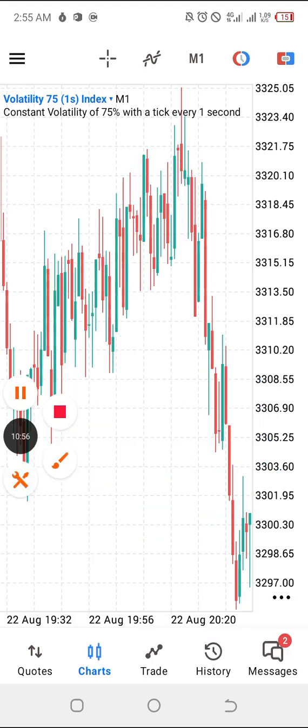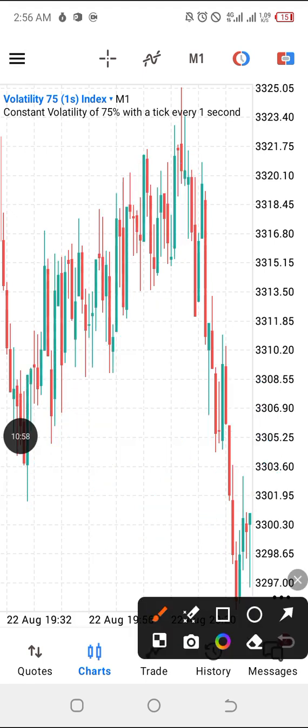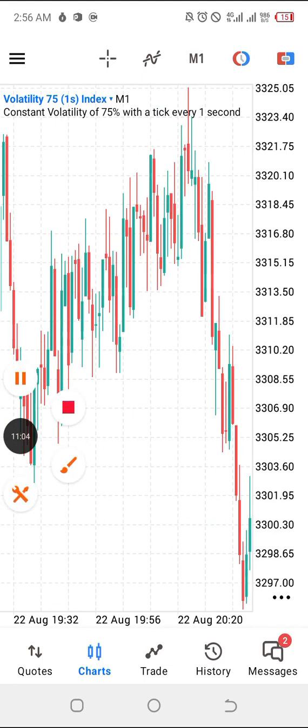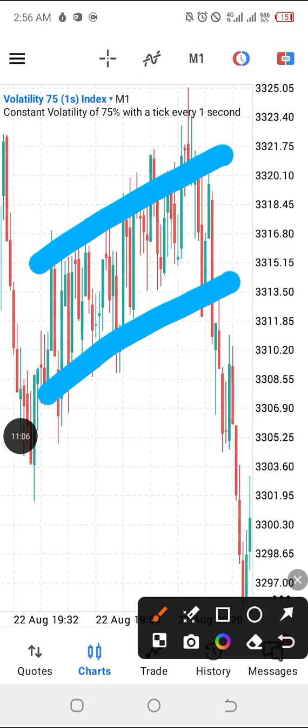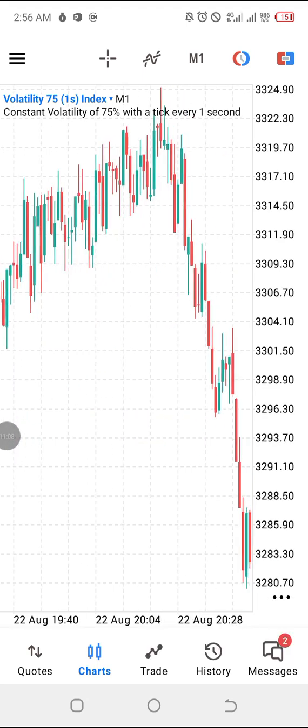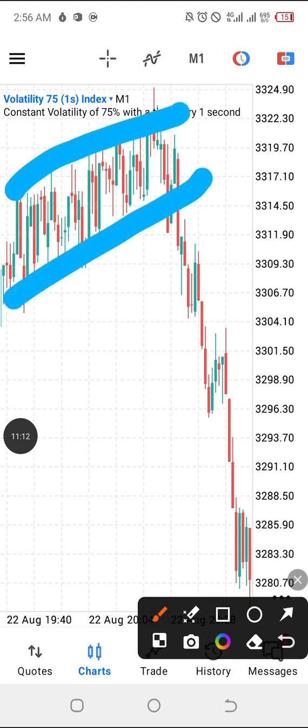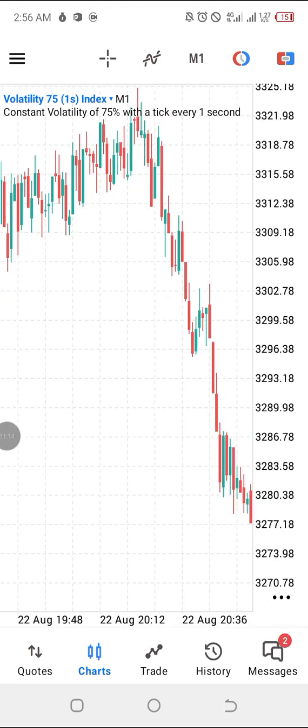So at this point, you just hold on. There will be a possible breakout. So see, and yes, there was a breakout. So see, there was a breakout downtrend.